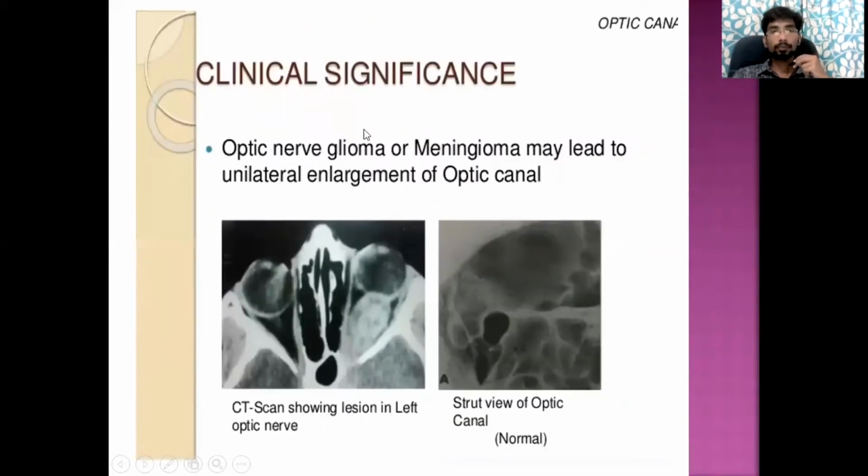Clinical significance of the optic canal is, if there is optic nerve meningioma or glioma, there will be unilateral enlargement of the optic canal. So this is the tumor. It is causing enlargement of the optic canal here in the CT scan.